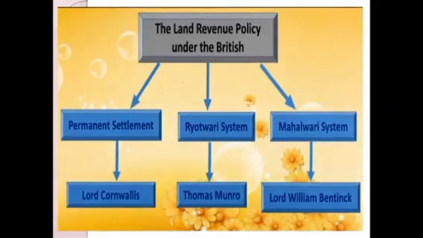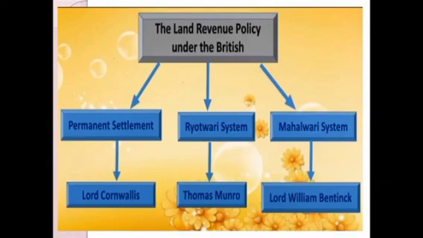The land revenue policy under the British is classified into three. The first one is permanent settlement, and then Ryotwari system, and then Mahalwari system. The first one is permanent settlement. Permanent settlement was introduced by Lord Cornwallis. Then Ryotwari system. Ryotwari system was introduced by Thomas Munro. Then Mahalwari system. Mahalwari system was introduced by Lord William Bentinck.